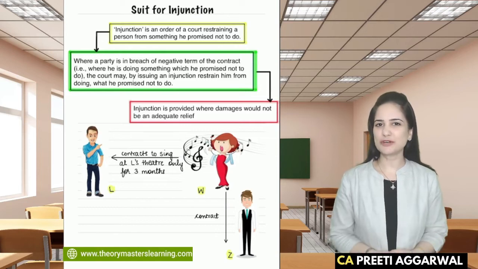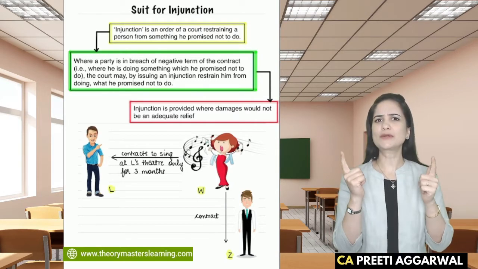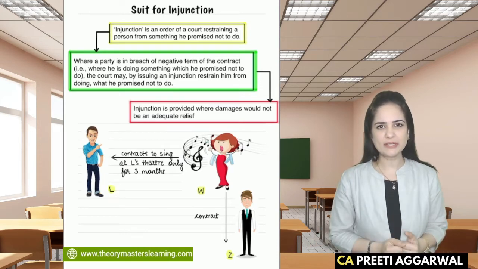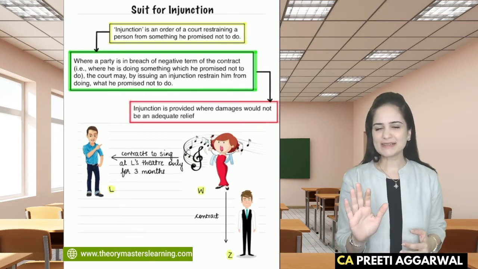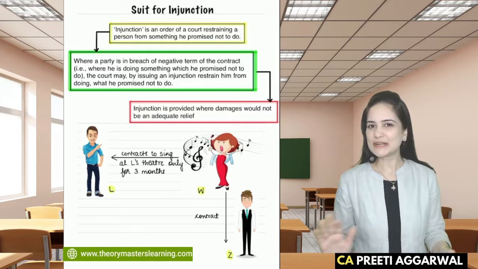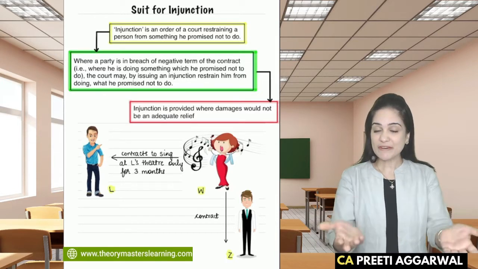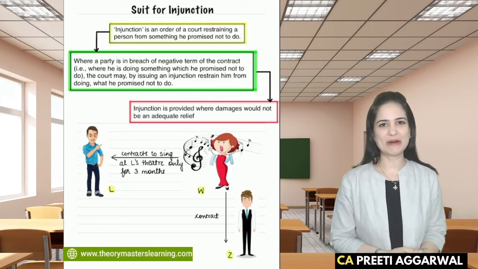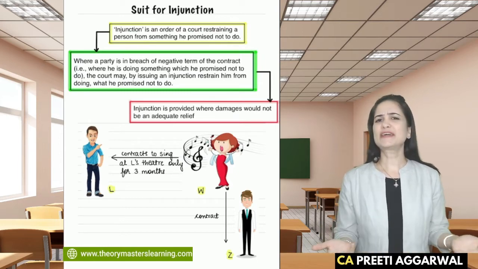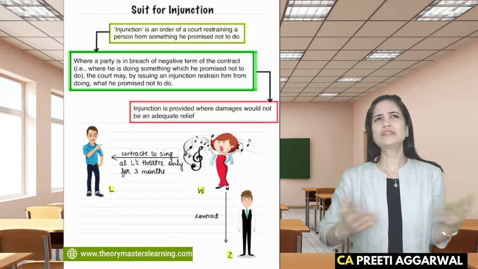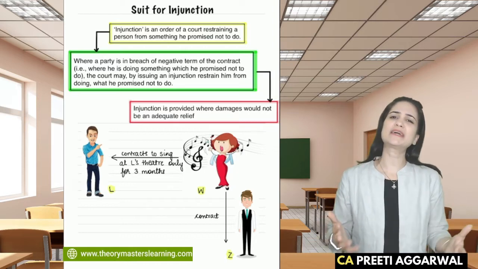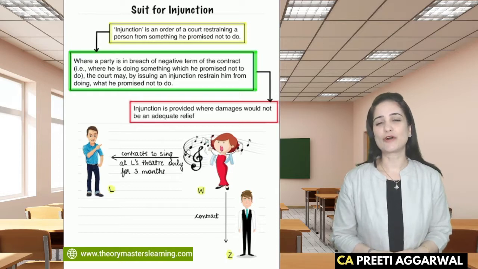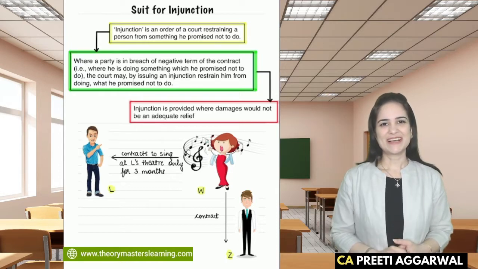In case of breach of contract, we are very quick to conclude, we are very quick to suggest that the aggrieved party should claim damages. But many a times, damages are not an adequate remedy. In fact, damages are not the only remedy available with the aggrieved party. If the aggrieved party feels that damages are not an adequate remedy, damages lekar main kya karu, then they can file a suit for injunction.